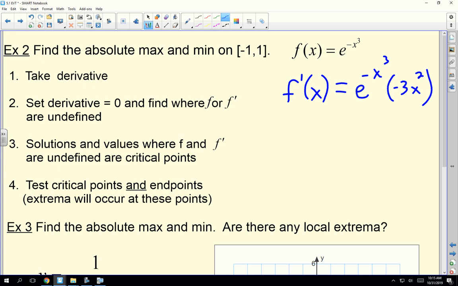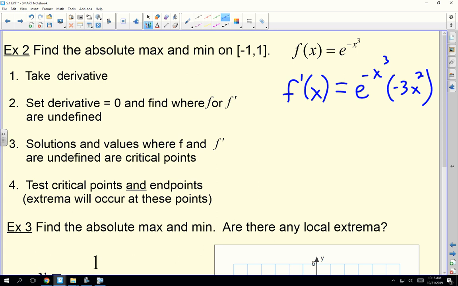Just looking at that, are there going to be any undefined places for f prime? If you were in question, you could graph it, right? No, I mean this is just a parabola. This is an exponential function. Putting those two together, it doesn't produce any undefined places. So we're good to go there.